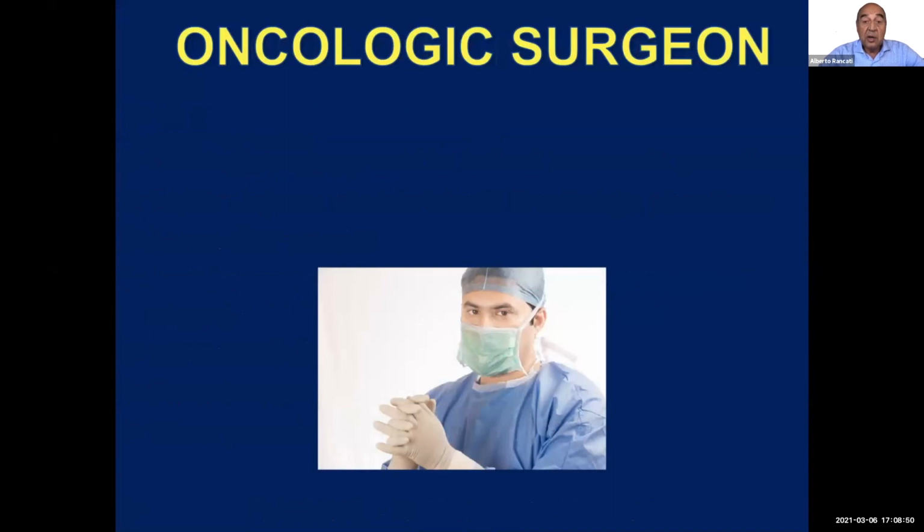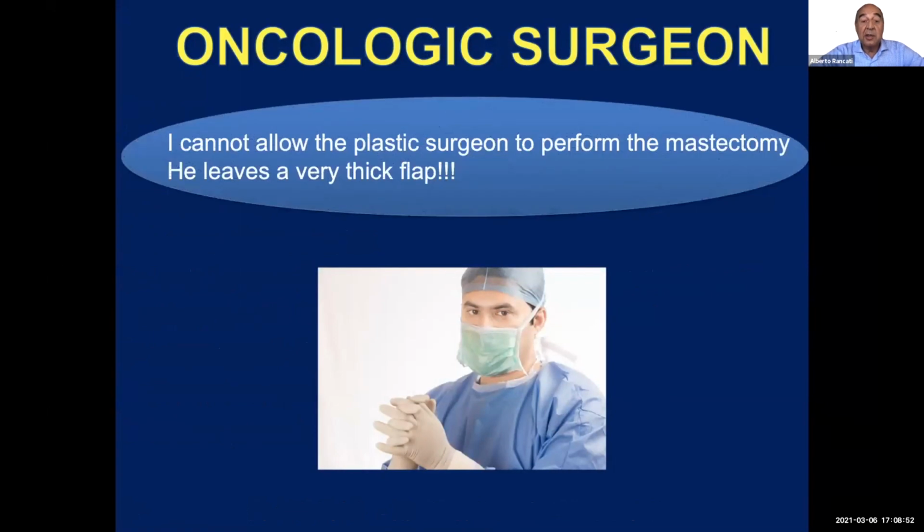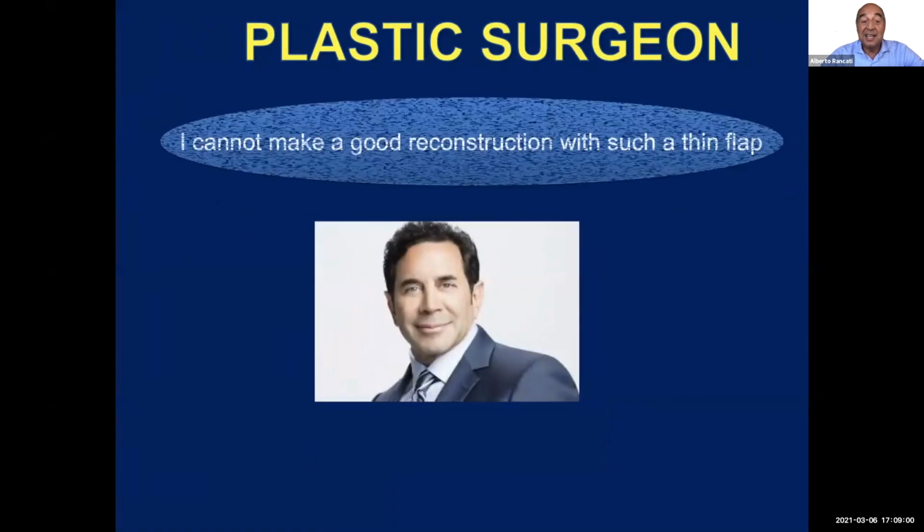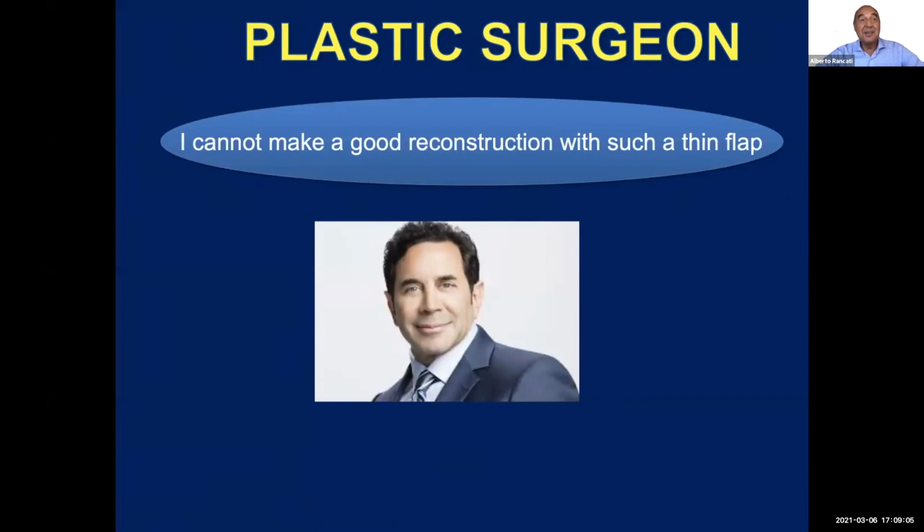So usually the oncologic surgeon says, I cannot allow the plastic surgeon to perform the mastectomy because he leaves very thick flaps, and this is not oncologically correct. And the plastic surgeon says, I cannot make a good reconstruction with such a thin flap. So is there really a different kind of mastectomies and different kind of flaps? No, it's the same. The flaps and the mastectomy must be the same if made by the plastic surgeon or the oncologic surgeon. It's a matter of training and a matter of concept.